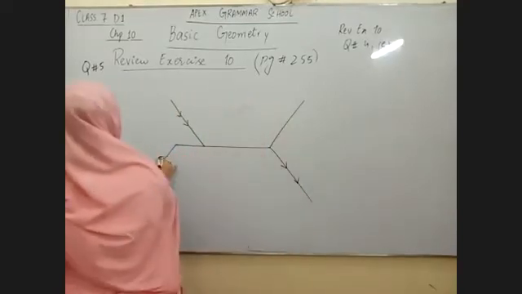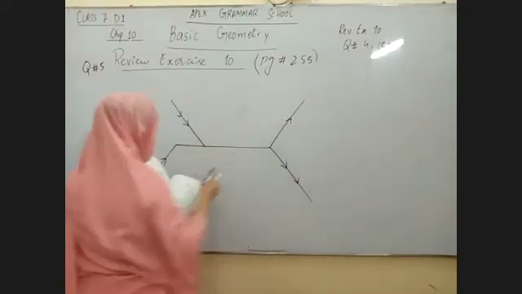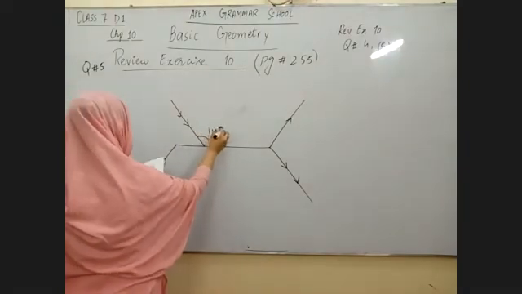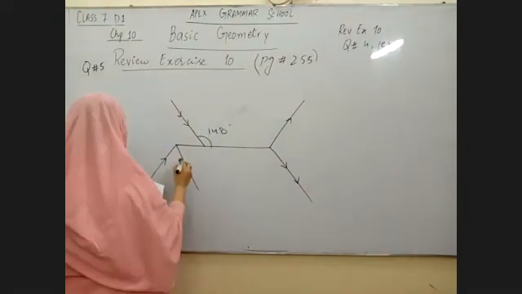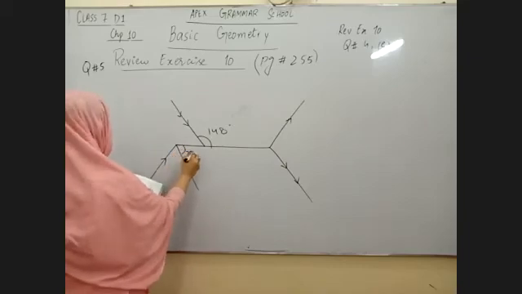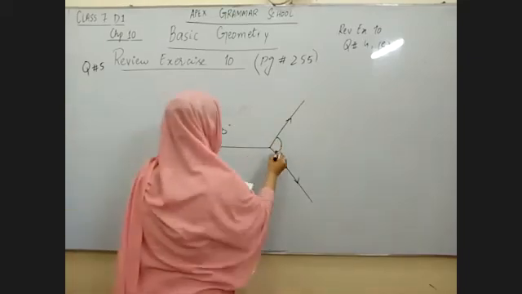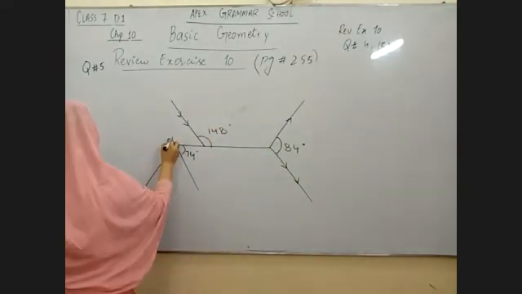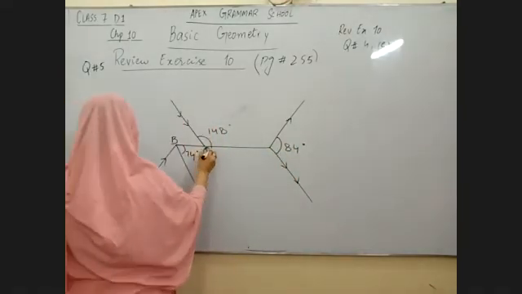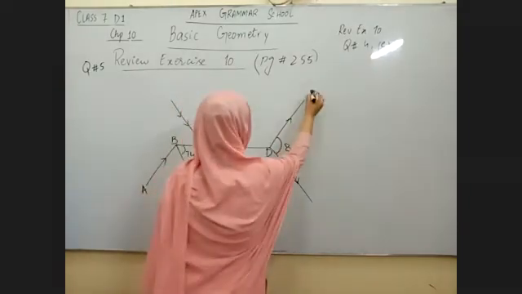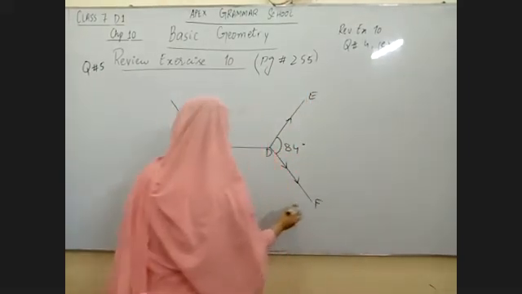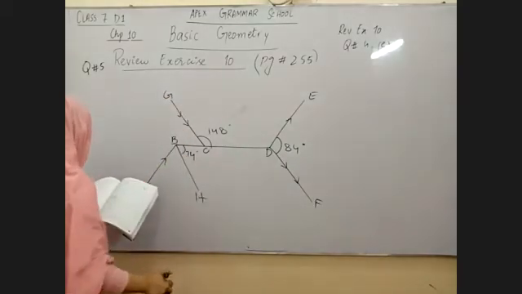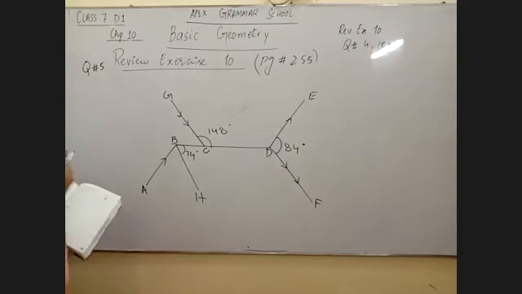I am trying so that the lines which are parallel also look parallel to you. This is 148 degrees, 74 degrees, 84 degrees. A, B, C, D, E, F, G and H. I think we are done with all the angles and the points.